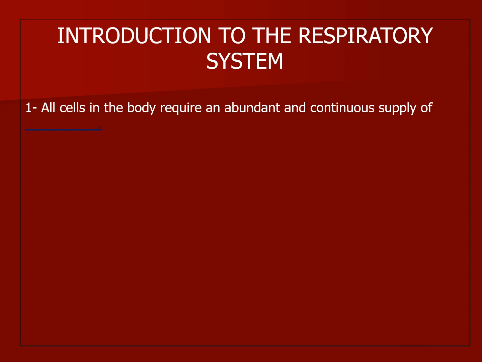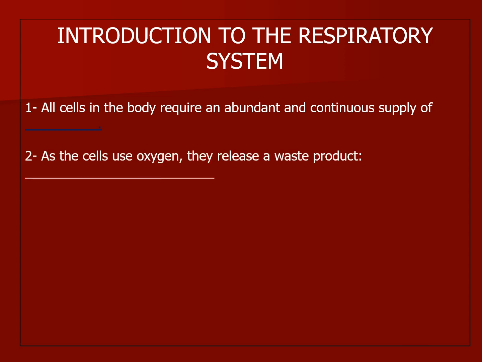And then that's going to be hopefully sent back to the right side of the heart, where it goes into the lungs, and then goes to the alveoli, and then it gets rid of CO2, and your lungs, when you exhale, will get rid of that CO2. So it all starts with that inhale with oxygen and exhale with that CO2. So all cells in our body require an abundant and continuous supply of oxygen. As the cells use oxygen, they release a waste product called CO2, or carbon dioxide.